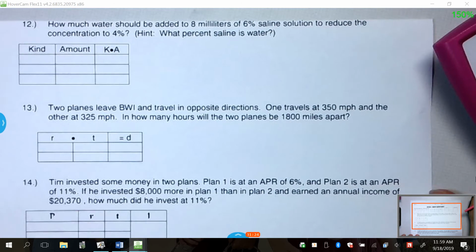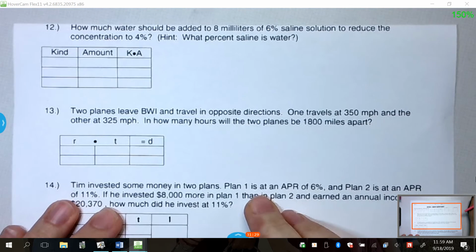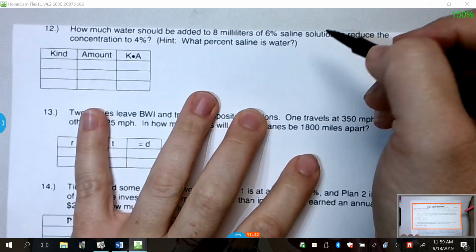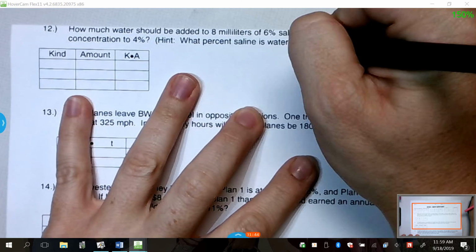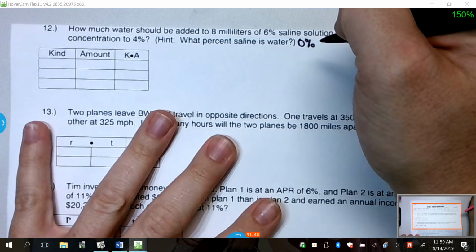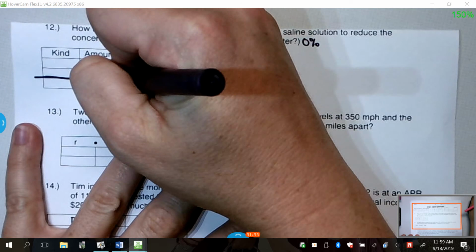Okay, so let's flip. I'm flipping. Just so you know, I did add a problem. I'm going to talk about that in a second. So it says how much water should be added to 8 milliliters of 6% saline solution to reduce the concentration to 4%. Well, water is kind of the opposite of being pure saline. It's 0% saline. So this is 0%. So how much water should be added to 8 milliliters of 6%? So we want to reduce the concentration.